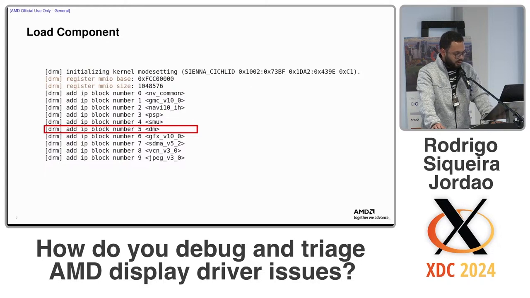Another important piece of information here is that when we usually load AMD GPU, we have different blocks. We call them IP blocks. And the one that is associated with display is this one with DM in the name. And notice that every time we load it, we have a different number associated with it. So this is dynamic, so you need to load and see. Here in our example, it is number 5.